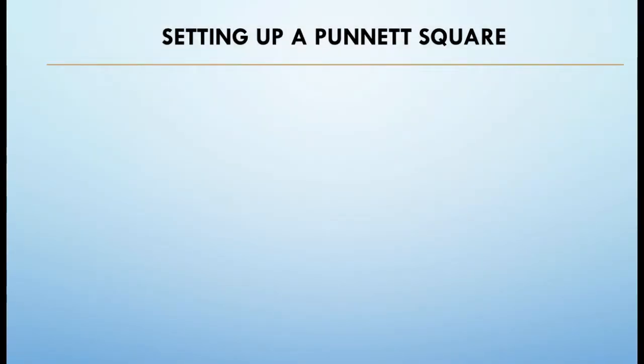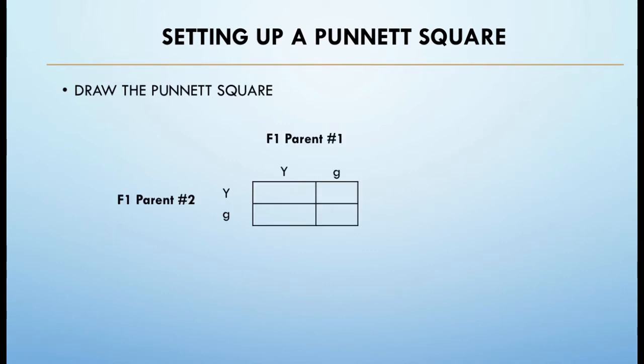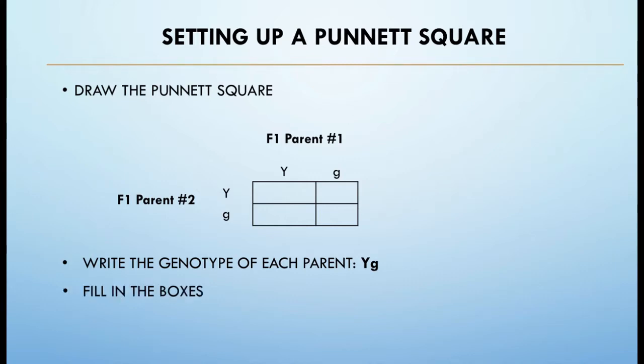The steps for setting up a Punnett square are as follows. First, draw the Punnett square. Write the genotype of the parents on the top and on the side of the Punnett square. Since both of our parents are heterozygous for yellow skin, we will write Y and g as shown. Then fill in the boxes accordingly.